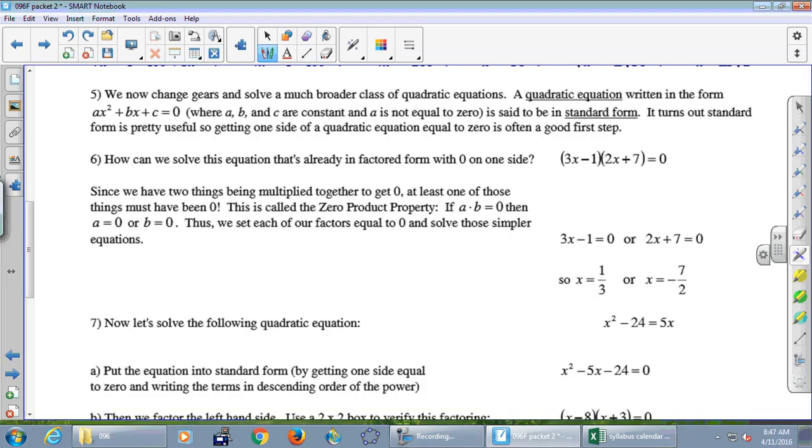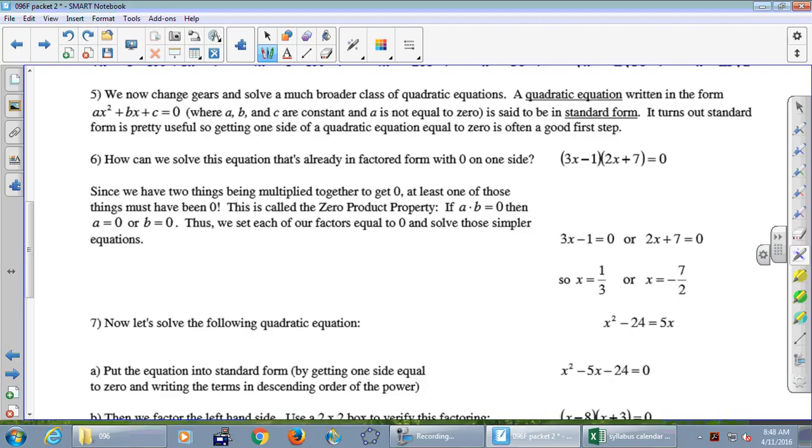Let's take a look at 5. We now change gears and solve a much broader class of quadratic equations. So here's our definition. A quadratic equation written in the form ax squared plus bx plus c equals 0, where a, b, and c are just constants, they're just numbers, is said to be in standard form. That's our goal for most quadratic equations, is to just make it look like that. We've seen a lot of things look like that in the last couple of classes. It turns out our standard form is pretty useful, so getting one side of a quadratic equation equal to 0 is often a good first step. We'll see why. Let's take a look at number 6.